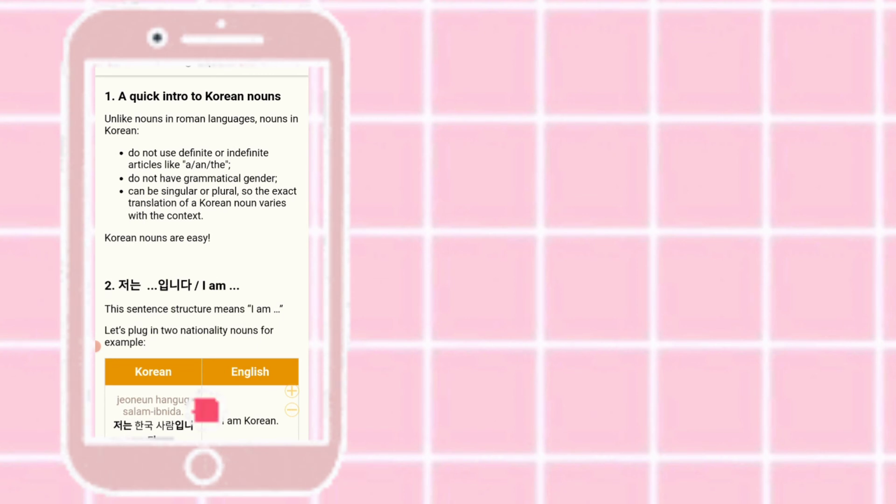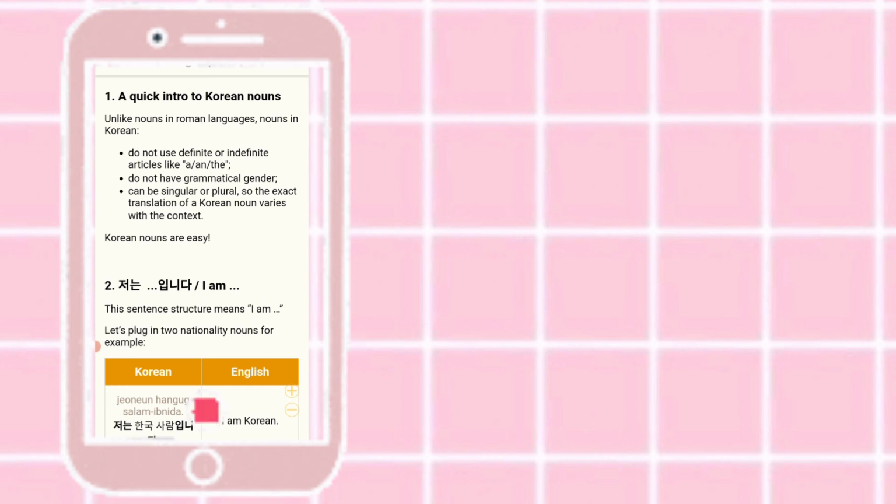A quick intro to learn Korean nouns. Unlike nouns in Romance languages, Korean nouns do not use definite or indefinite articles like a and the, and do not have grammatical gender. So Korean does not use articles, for example a and the. And also Korean does not have a grammatical gender. So we say she or we say he, but to be honest, in Korean we don't really use that much of it. You just say a word. But you do have things to say like she and he.